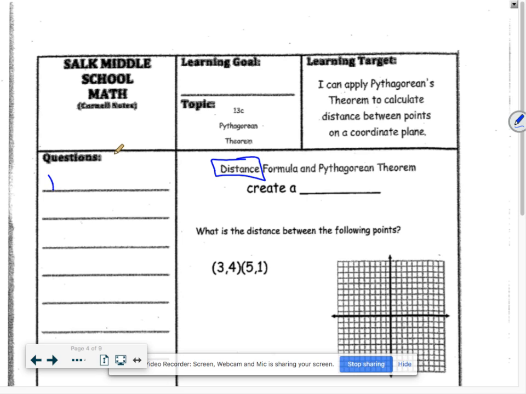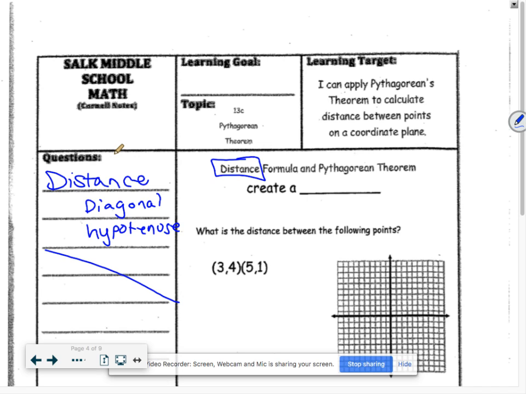So I do want you to write that down. We did this yesterday too, but it's very important. Distance is diagonal. Diagonal is the hypotenuse. Hypotenuse. Okay? So you're always going to have a diagonal.